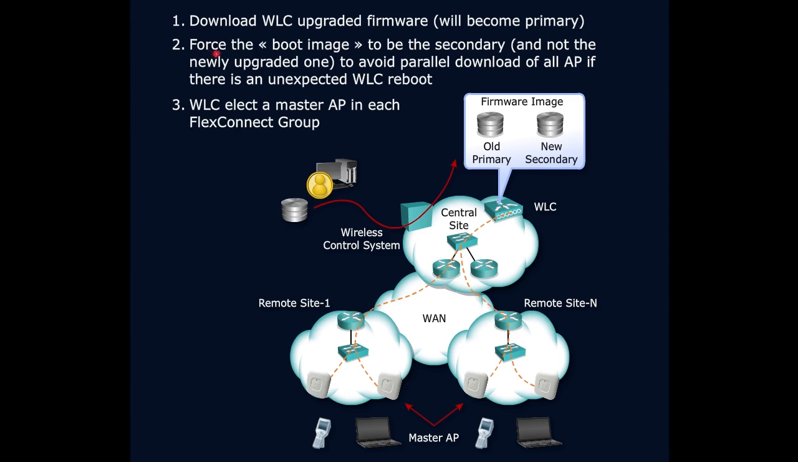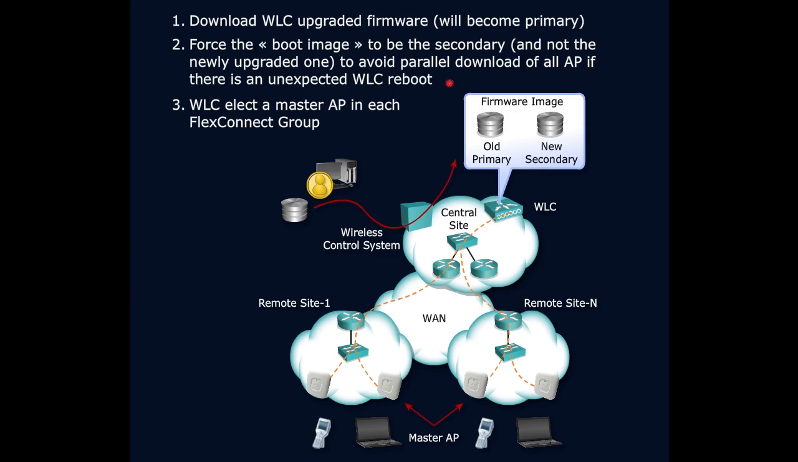Okay, so next up, we're going to force the boot image to be the secondary, okay? The secondary. And this is to avoid parallel download of all APs if there was an unexpected wireless LAN controller boot. So why are we doing this as the secondary?